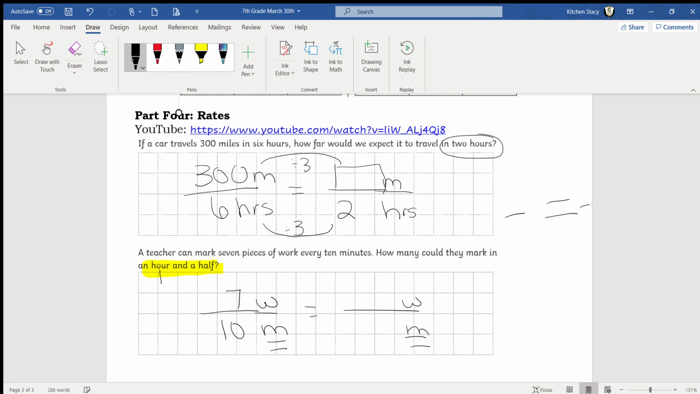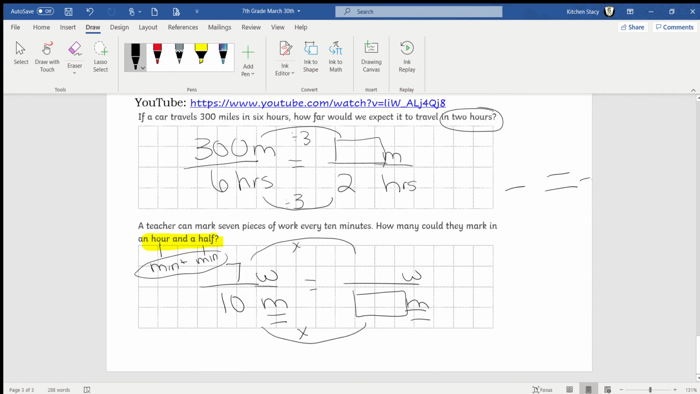So I have to think how many minutes are in an hour, how many minutes are in a half an hour, and add those together. So how many minutes make up 1 hour, plus how many minutes make up half hour, and then I'm going to write that number here. Then the numbers are getting bigger, so I have to figure out what to multiply by. And remember, whatever you multiply to the bottom, you must also multiply to the top.